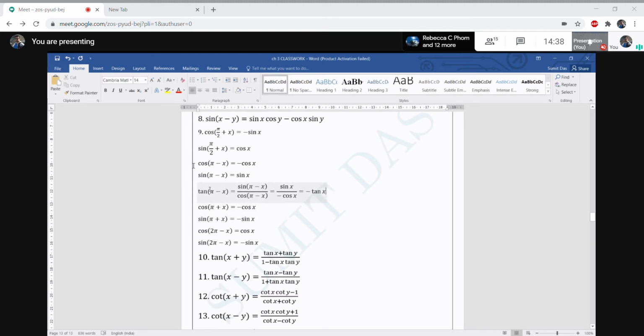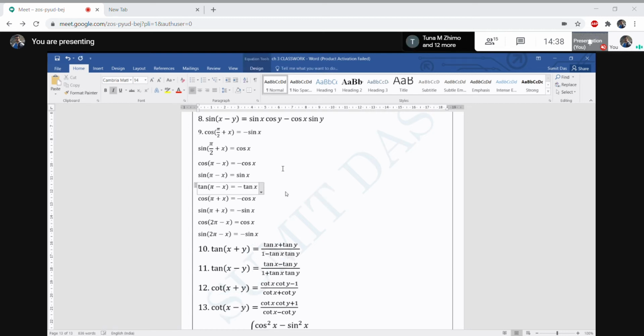If you remember the sine and cos values, you will remember this. You don't have to remember everything. You only have to remember the sine and cos ones. The other ones you can find by yourself. So tan(pi minus x) equals minus tan x. Similarly, cot(pi minus x) will be minus cot x, right?